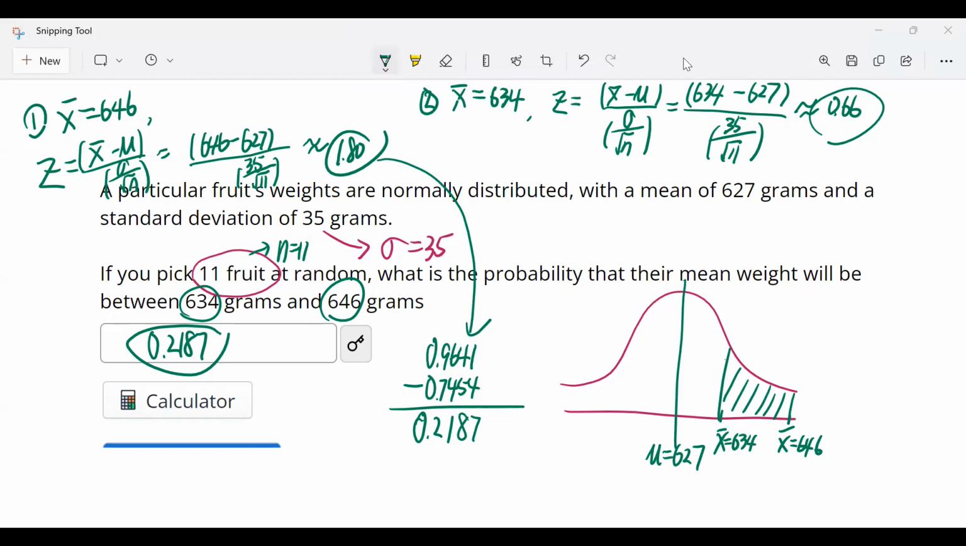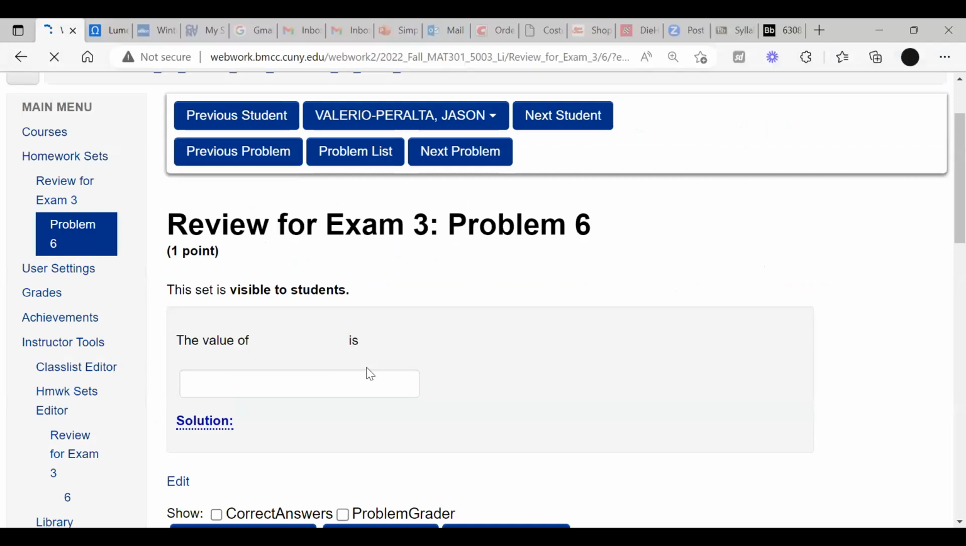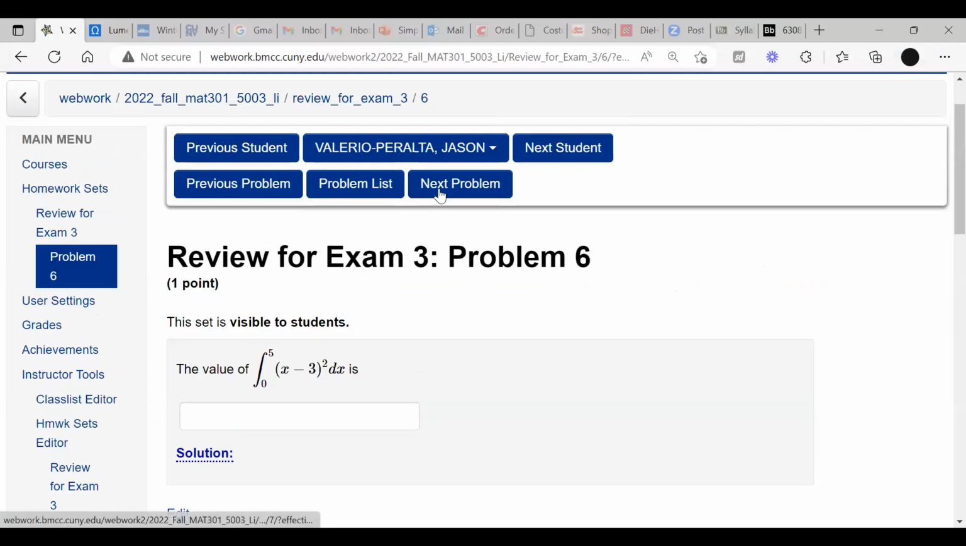Question 7. Okay, question 7. Melody, you finish or you're still looking at it? No, I'm finished. I'm done. Okay, very good. All right, so let's go to question 7. Next problem.